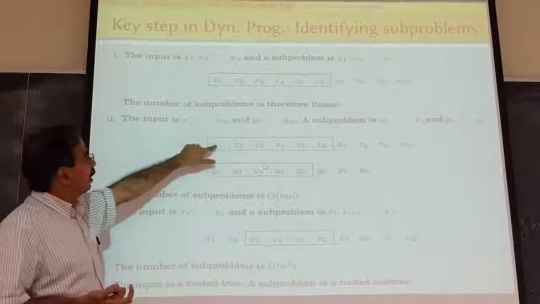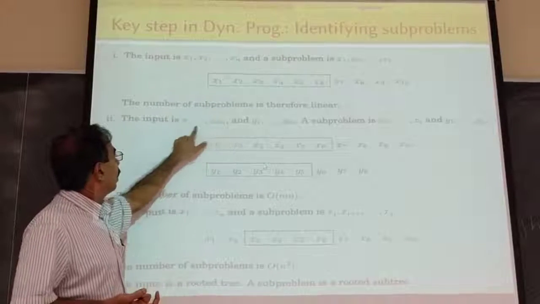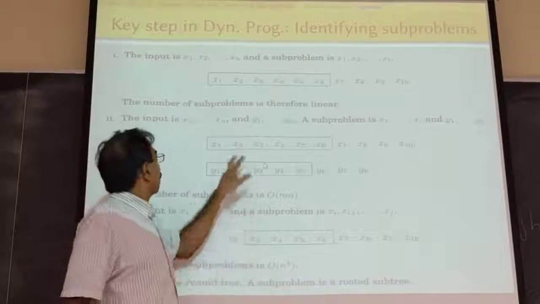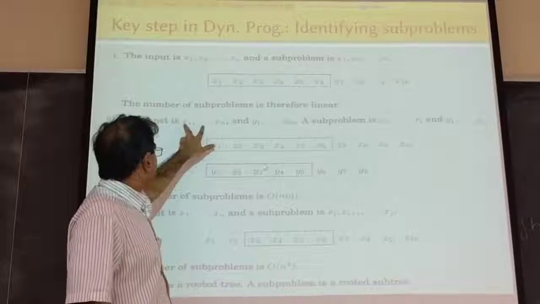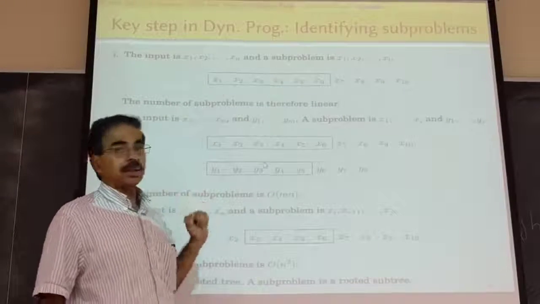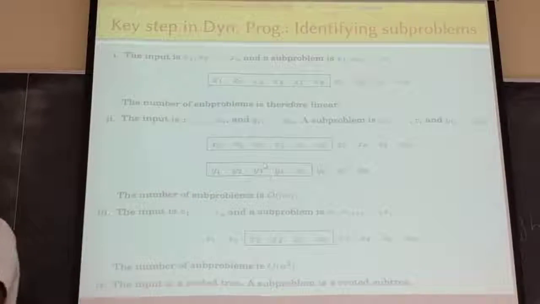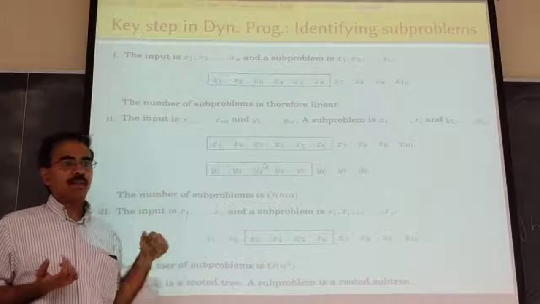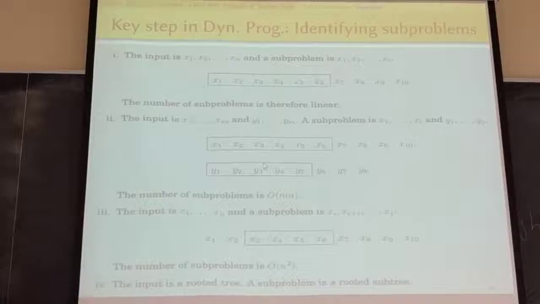x has length n, y has length m. So the number of prefixes of x is n, the number of possible prefixes of y is m. So if every possible combination corresponds to a subproblem, then there are mn subproblems. So you'll have a dynamic programming algorithm that at least has O of mn complexity. Okay?